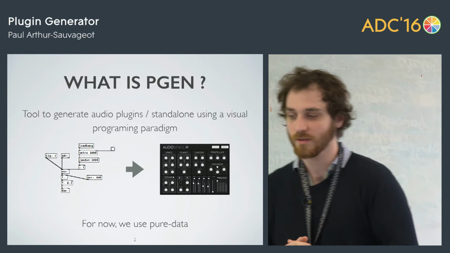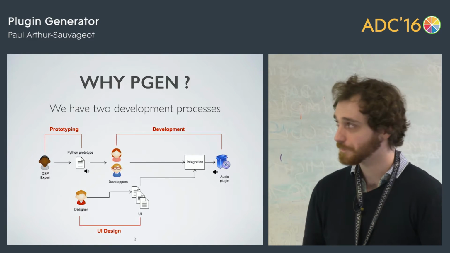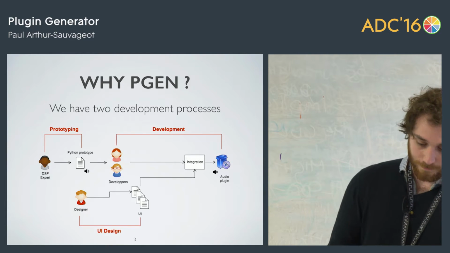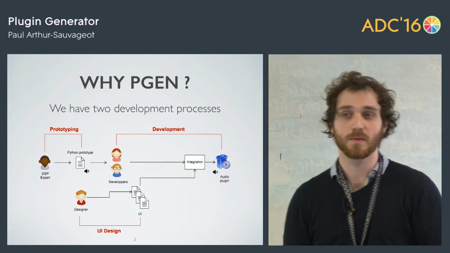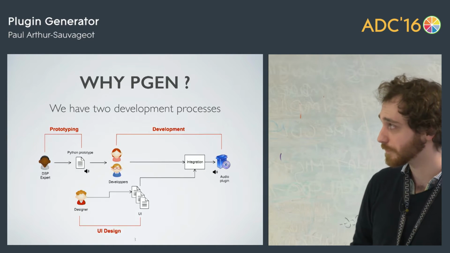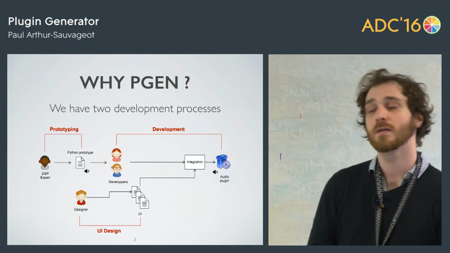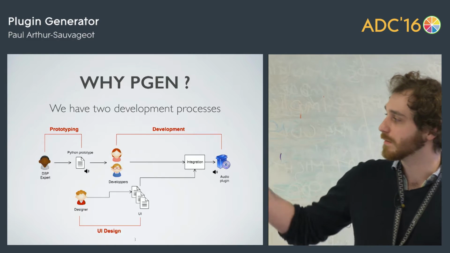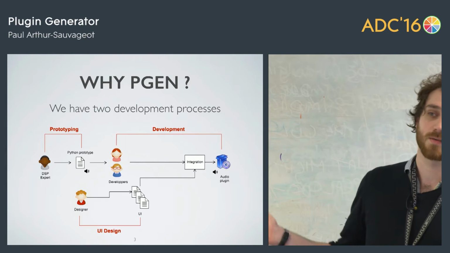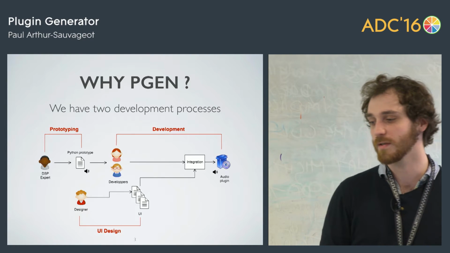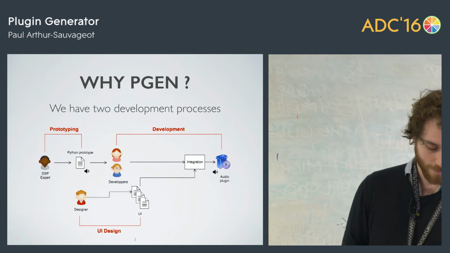Why did we develop this technology? Well, at AudioGaming, we have two ways of creating new plugins. The first one, which you see schematized here, starts with a DSP expert developing a prototype, usually in Python. And after lots of iterations, when we are sure of what the features will be, the designer develops the user interface, then the developers re-implement the prototype in C++. They integrate the user interface, and after some optimization, testing, and debugs, the plugin is done.